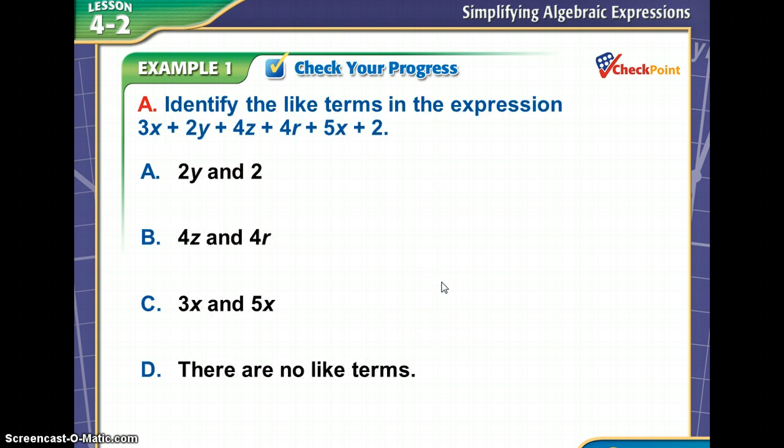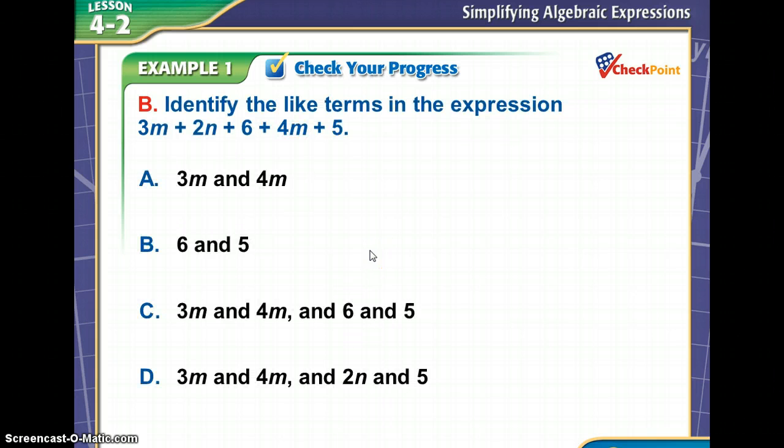Okay, now try this one on your own. You should have selected 3x and 5x. Notice there's 1, 2, 3, 4, 5, 6 total terms. But only 2 of them are alike because they share an x. They have an x in common.